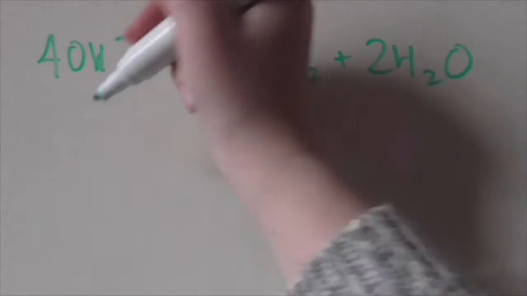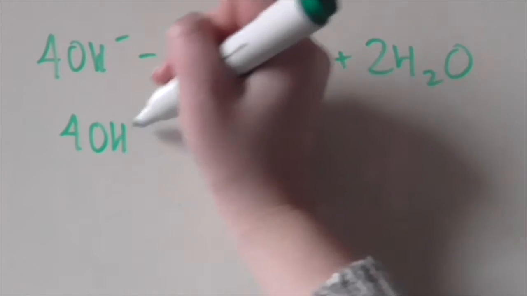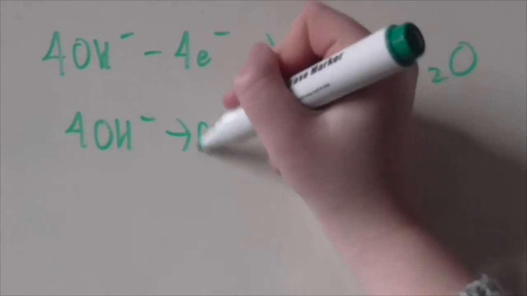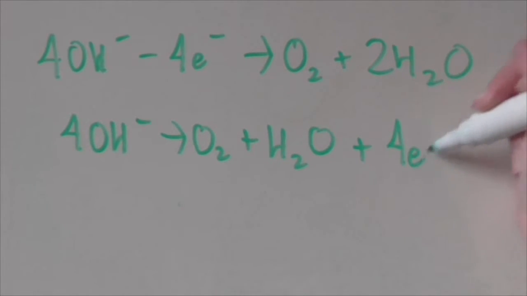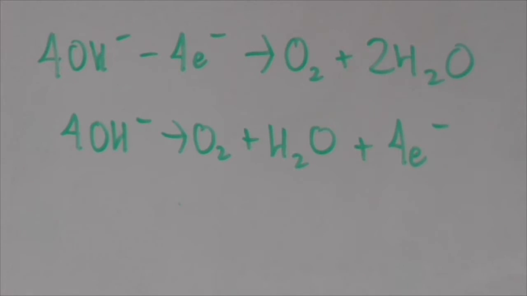The equation at the anode is 4OH- - 4e- turns into O2, which is oxygen, plus 2H2O, which is 2 water. You can also write the electrons on the other side of the arrow in the way which I've written underneath the top equation. And I think you should probably get marks for both.